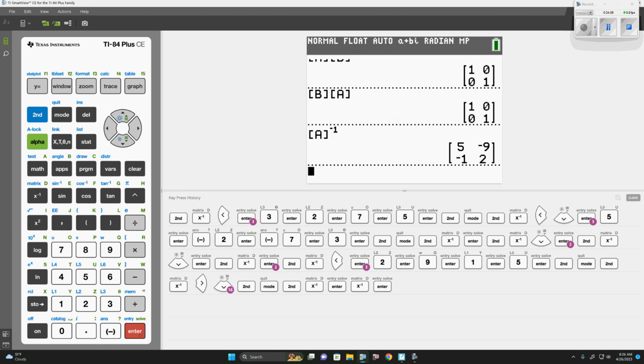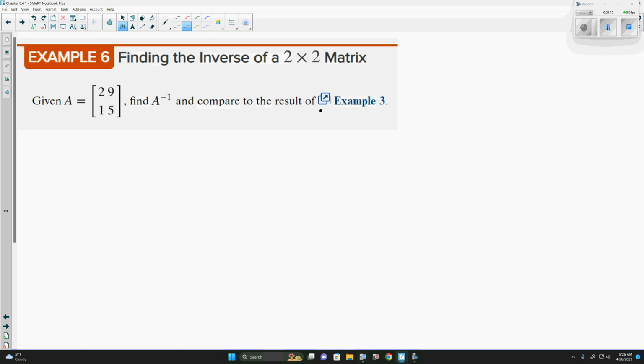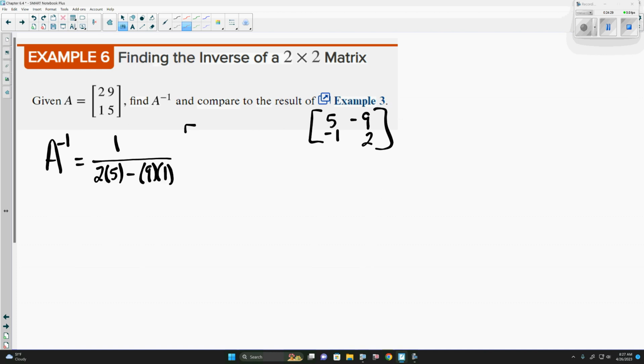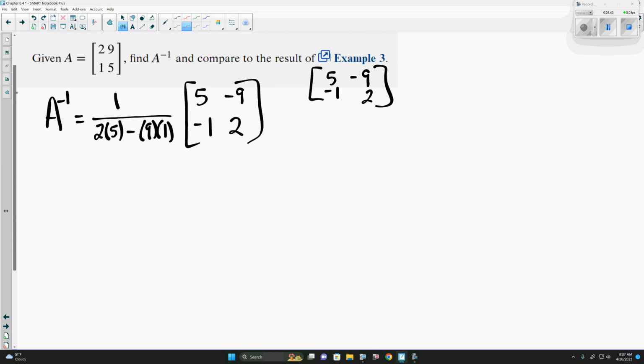So we have 5, negative 9, negative 1, 2. That is what it told us the matrix was. And according to the formula, if we typed it in, 1 over AD minus BC times the matrix where we switch A and D, and make B and C both negative. This is the exact same one. We end up getting it, and we've already seen that this is this one here indeed.